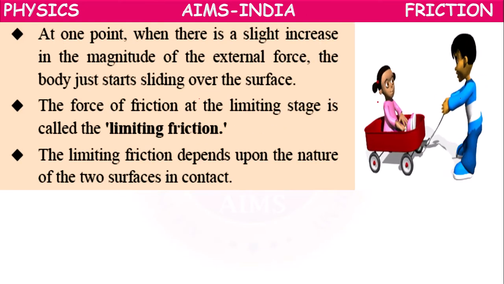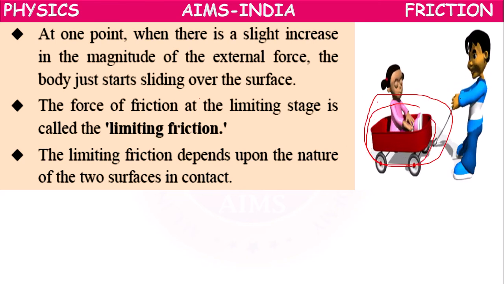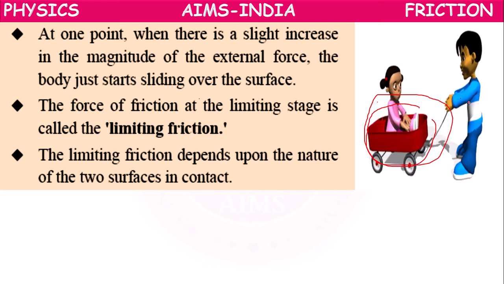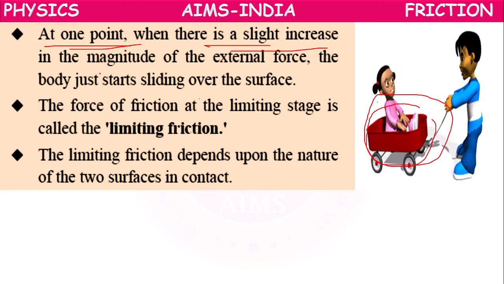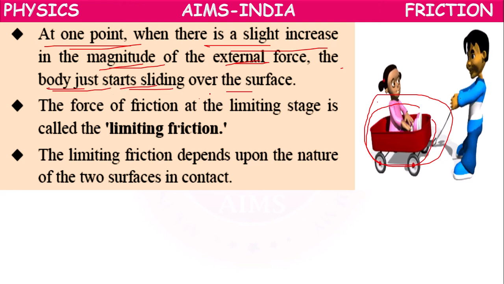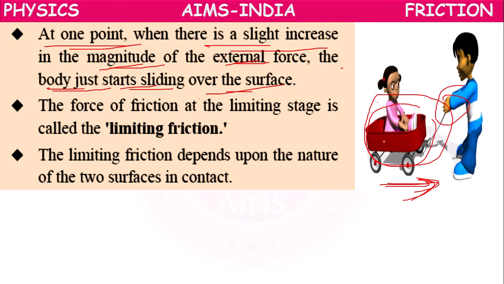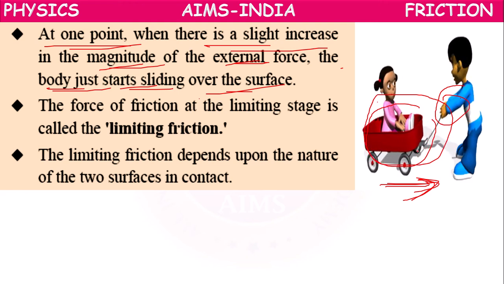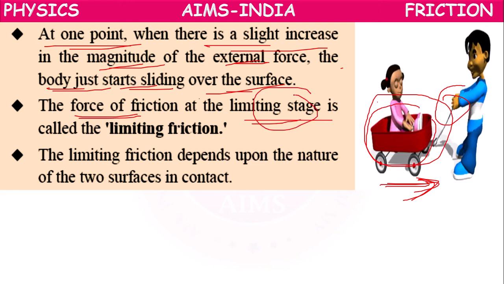Suppose this boy is pushing his sister, who is sitting in this vehicle-type structure. Suppose at one point it is now ready to move. If we increase somewhat extra force, it will start moving. At one point, when there is a slight increase in the magnitude of the external force, the body just starts sliding over the surface. If we increase the force more, it will slide continuously. So the force of friction at the limiting stage, the stage at which it is ready to move, is called limiting friction.